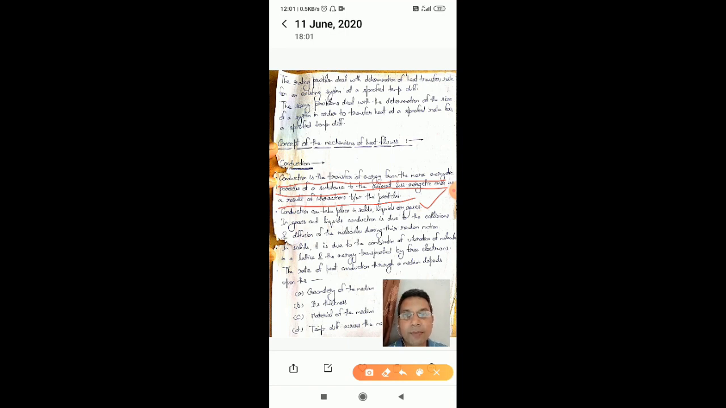Just now I have taken the example of only solids, but in liquids and gases also conduction is present. However, their value is very low. Why? Because the molecules are not as closely packed as in solids. This aspect is written in the next paragraph, which you can see. In gases and liquids, conduction is due to collision and diffusion of the molecules during their random motion.